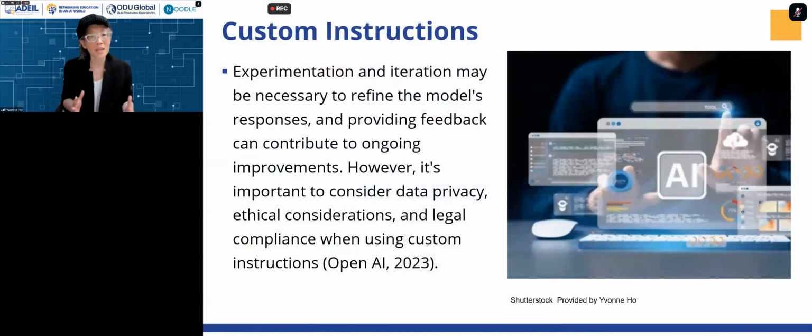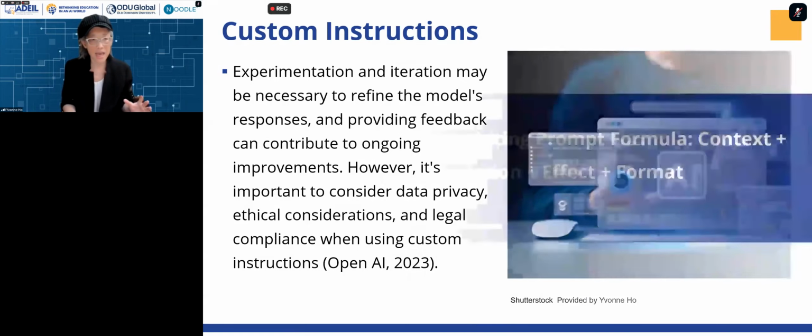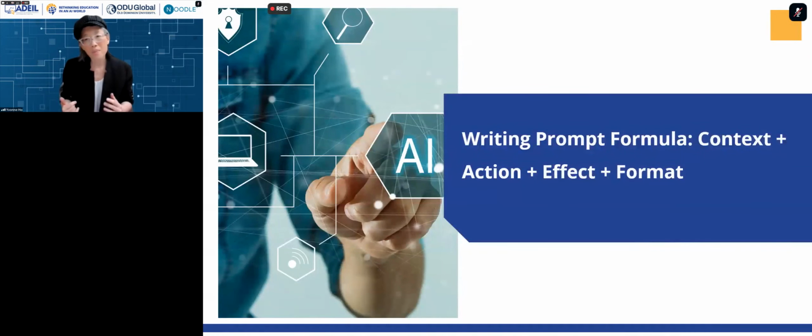And so experimentation and iteration is part of the prompt engineering process, in which if you put in a prompt but it doesn't quite give you the output you want, then you would refine your prompt until finally ChatGPT gives you what you want. And as I was reading an article, she says that is the essence of prompt engineering, where you keep prompting until you get the output that you want. So the writing prompt formula that I use is context plus action plus effect plus format.